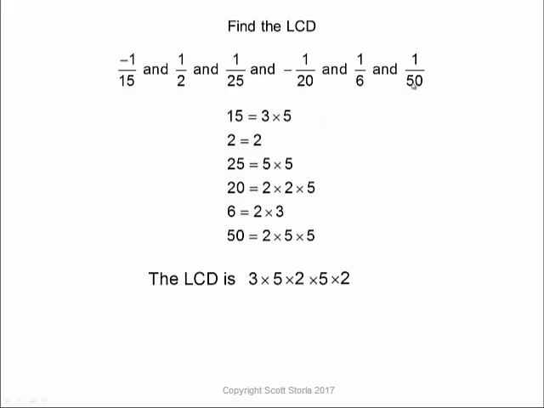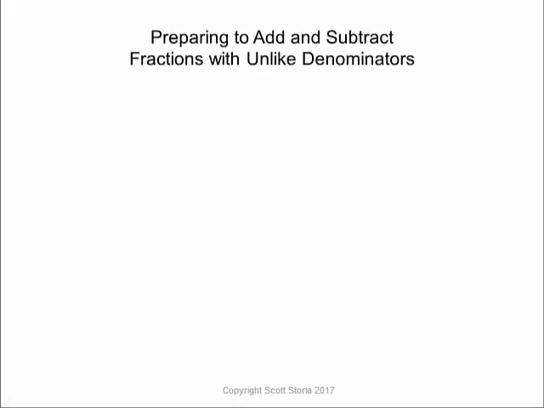And last, I need to have a product of 50 in my LCD, that is one 2 and two 5's, but I already have one factor of 2 and two factors of 5. So multiplying all the factors together, I find my LCD is 300. Well, that concludes our work with finding the least common denominator.